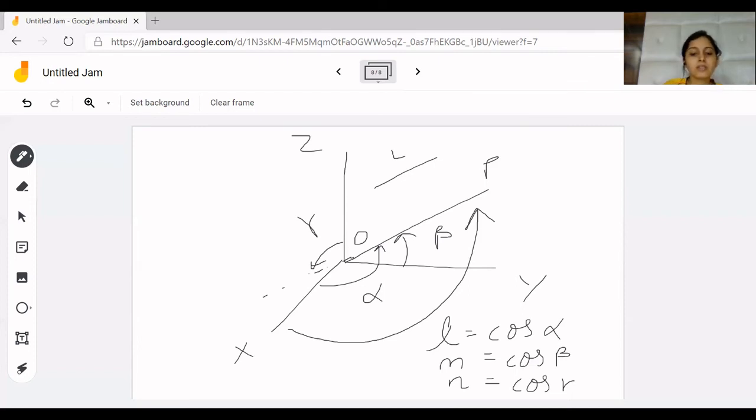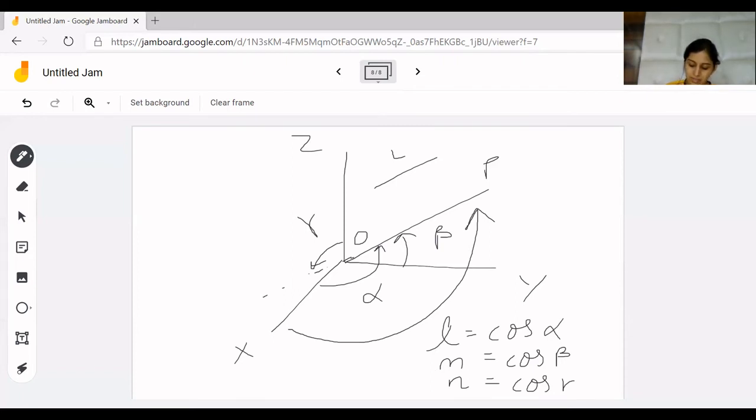So basically OX makes an angle with itself of 0 degrees, with OY of 90 degrees, and with OZ of 90 degrees. Similarly, OY makes an angle with the x-axis, that is alpha, of 90 degrees, with itself of 0, and with z of 90 degrees. And similarly for the z-axis. That's how you find the direction cosines.